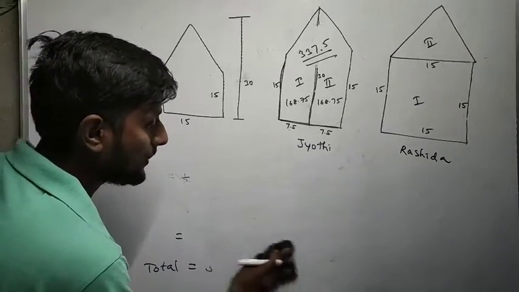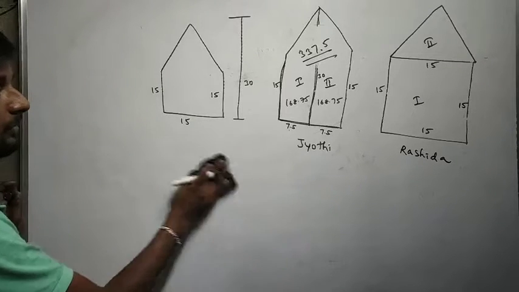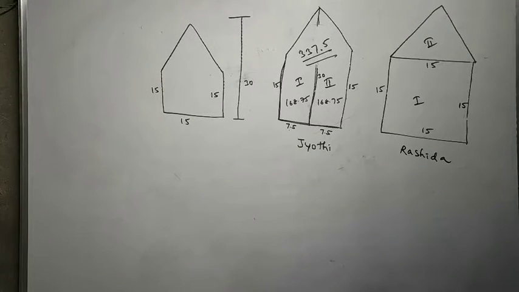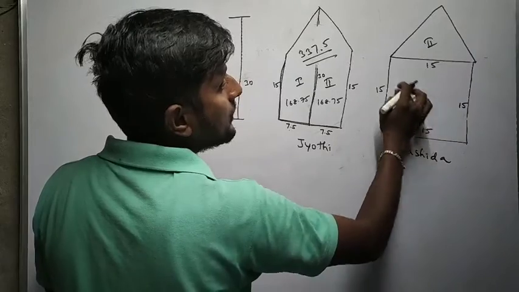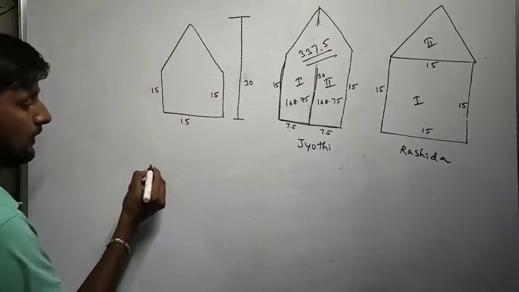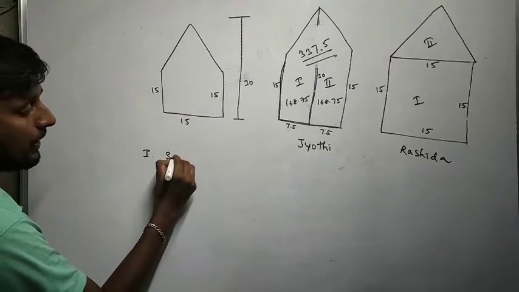Now go to Rashida's method. Rashida divided it into two parts. One is a square and one more a triangle. So first part, square.